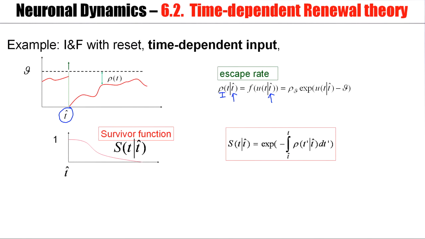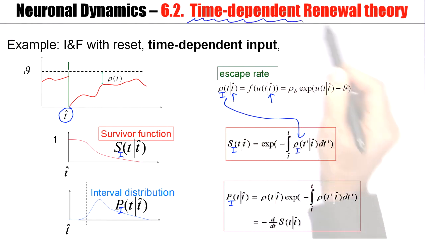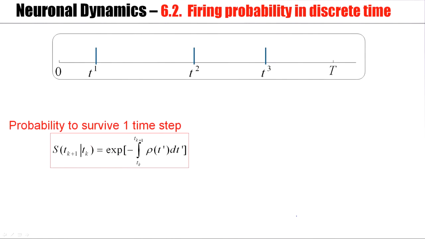In this case, I have an input-dependent survivor function, which depends on this rho here. And I can calculate this input-dependent interval distribution just the same way as in renewal theory. In other words, we have arrived at a time-dependent version of standard stationary renewal theory. Now let's see what we can do with these notions.